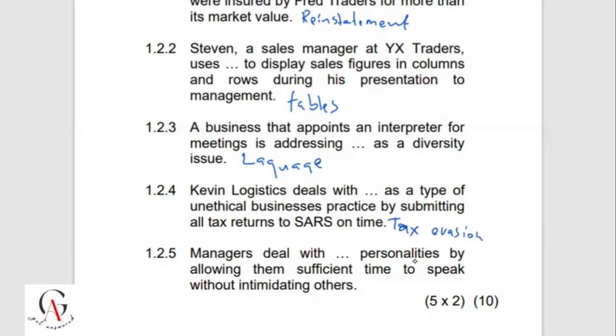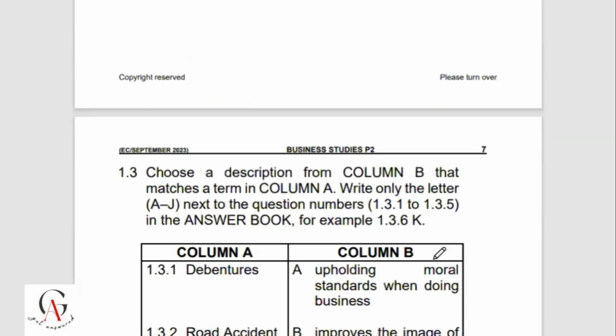The next question in this regard is 1.2.5. Managers deal with dash personalities by allowing them sufficient time to speak without intimidating others. So now this is nothing but aggressive. Aggressive is our appropriate answer in this regard. Okay, right. So now let's move on to 1.3.